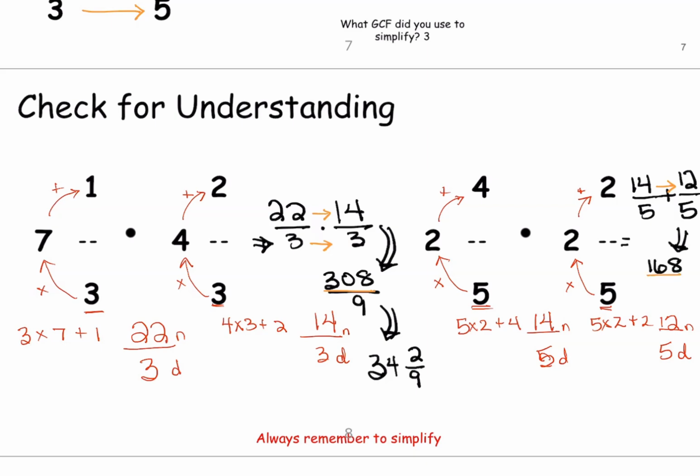So that's 14 times 12, multiplying our numerators. Then we have 5 times 5, which is 25. If we wanted to simplify that information, and I'm going to squeeze it down here, that answer would be 6 and 18 over 25. Always remember to simplify.